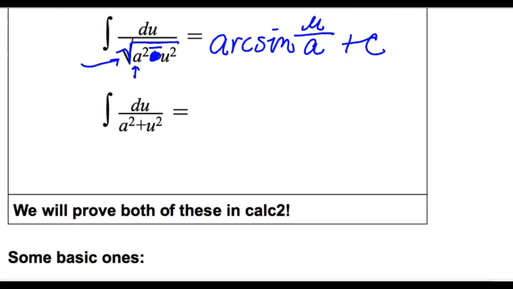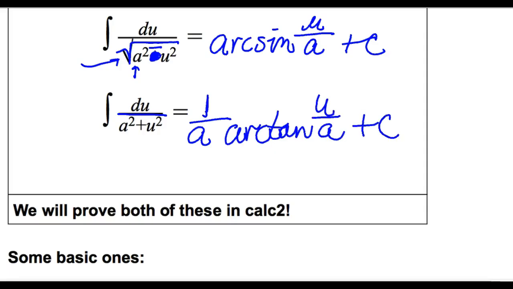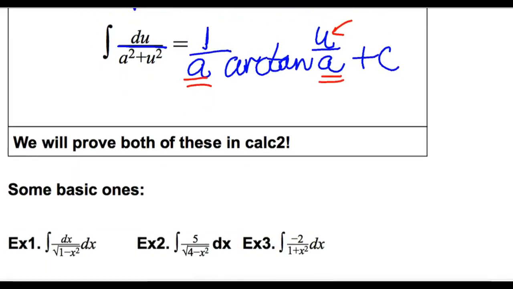Same here. This looks very arctan-y. It's got our nice something squared plus something, no root. And this is going to always be 1 over a arctan u over a plus c. The way we remember this in Calc 2 is we say it's 1 over a, analysis, arctangent, u over a. Sounds stupid, but just like LIATE, it's going to stick in your head.